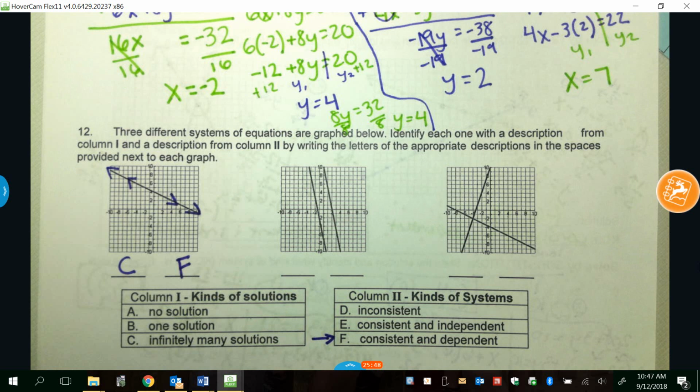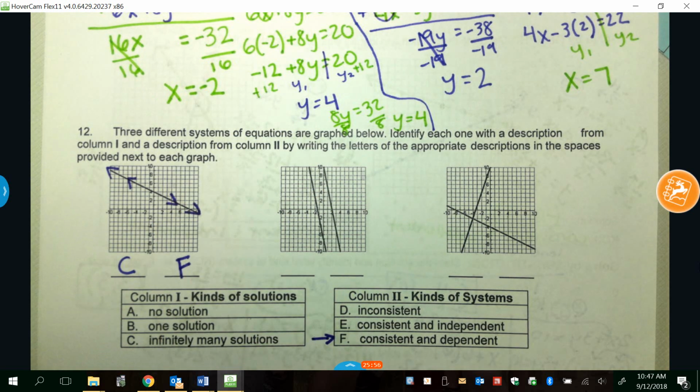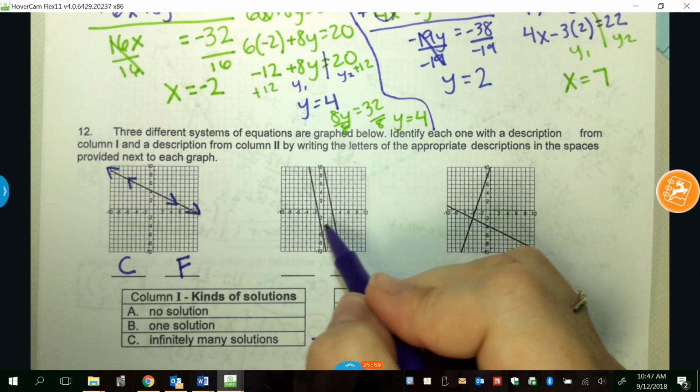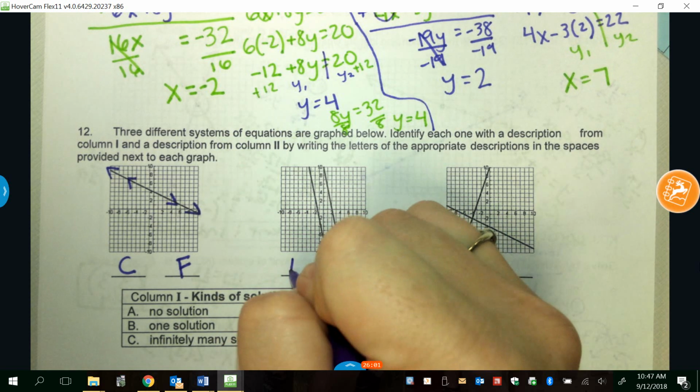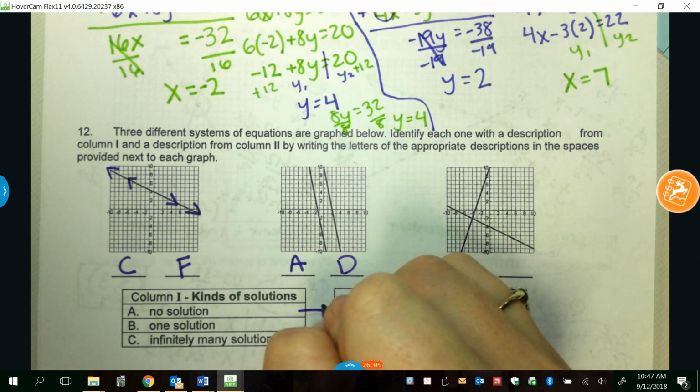Or dependent. I said independent, but meant dependent. Anytime there's infinitely many solutions, it means it's consistent and dependent, because the lines are right on top of each other, so obviously they depend on each other. Here, they're parallel, they never touch, therefore there's no solution. It also means they're inconsistent, because they're never the same.